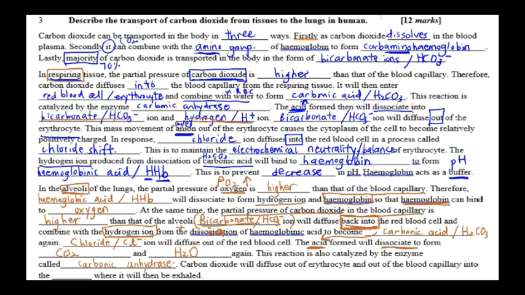Carbon dioxide will then diffuse out of the red blood cell and then out of the blood capillary into the alveoli, where it will then be exhaled, so we breathe out carbon dioxide.